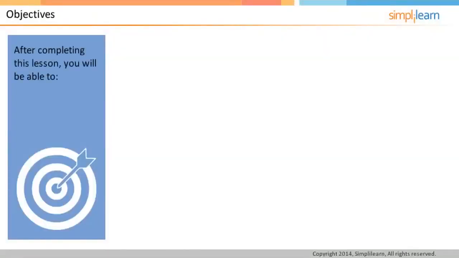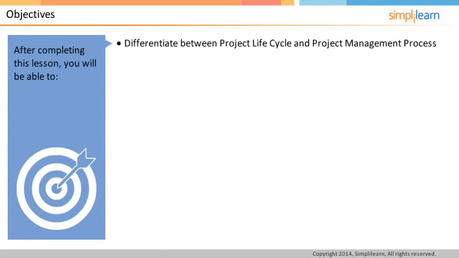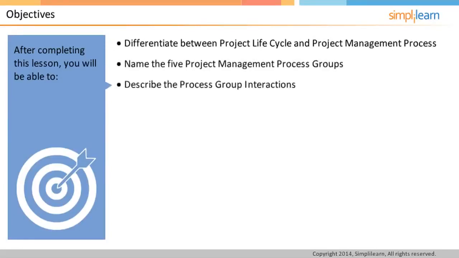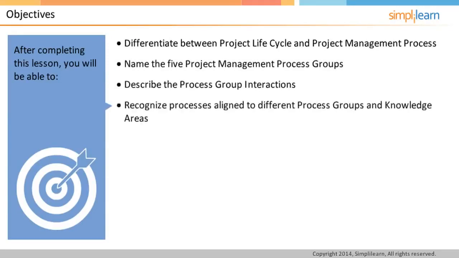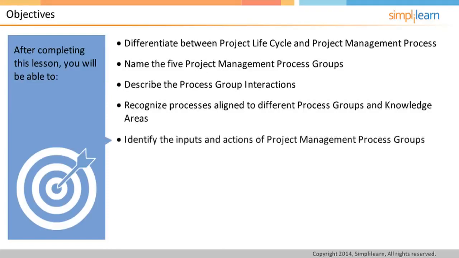After completing this lesson, you will be able to differentiate between project lifecycle and project management process, name the 5 project management process groups, describe the process group interactions, recognize processes aligned to different process groups and knowledge areas, and identify the inputs and actions of project management process groups. Let us now begin with understanding the differences between project lifecycle and project management process.